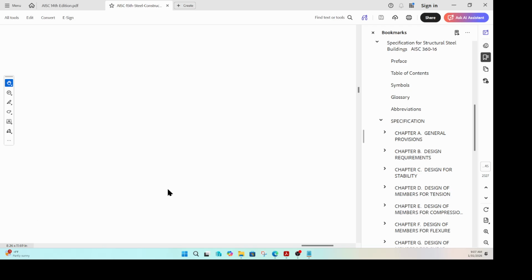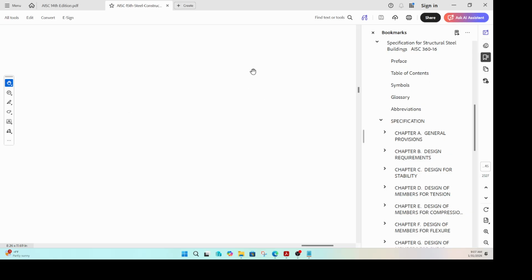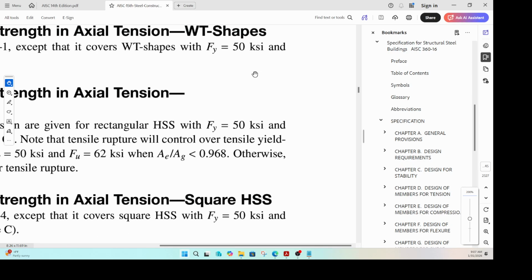So in short, yielding and rupture, right? Yielding is where you take your phi value, multiply it with your Fy, and multiply it with your gross area. Whereas for this one, you take your phi value, which is a different phi value, multiply it with your Fu, and multiply with something called Ae. And that is what is being discussed here.